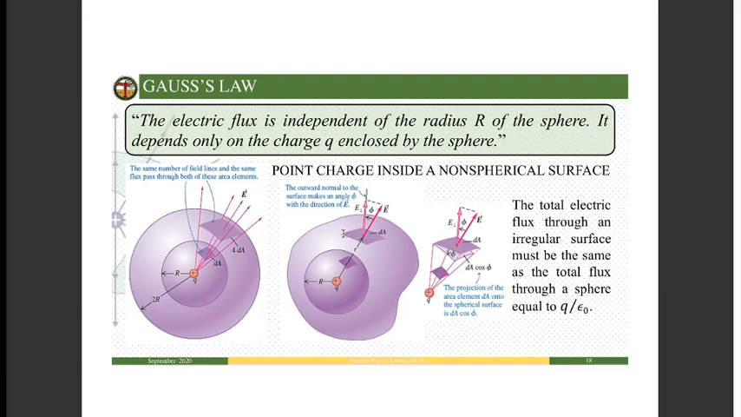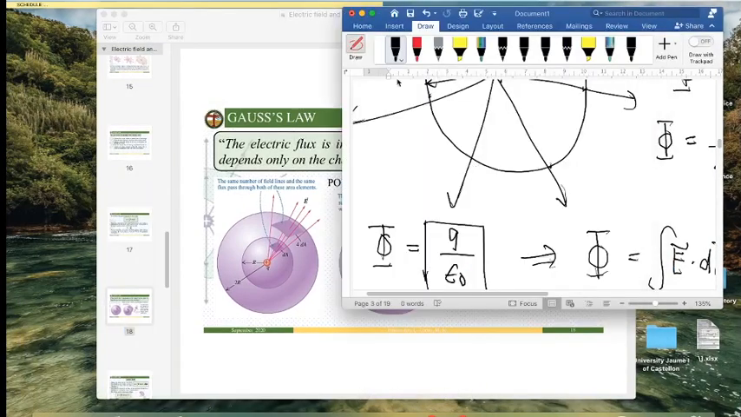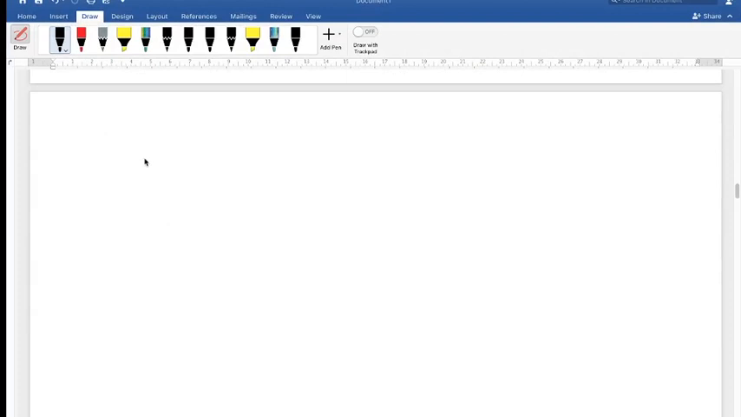Suppose this is your dA. Here the electric field makes an angle phi with respect to its perpendicular. So either you use E cosine phi to get the electric flux, or you project dA cosine phi. It doesn't matter. In the integration, we have E dot dA equal to E dA cosine of phi.